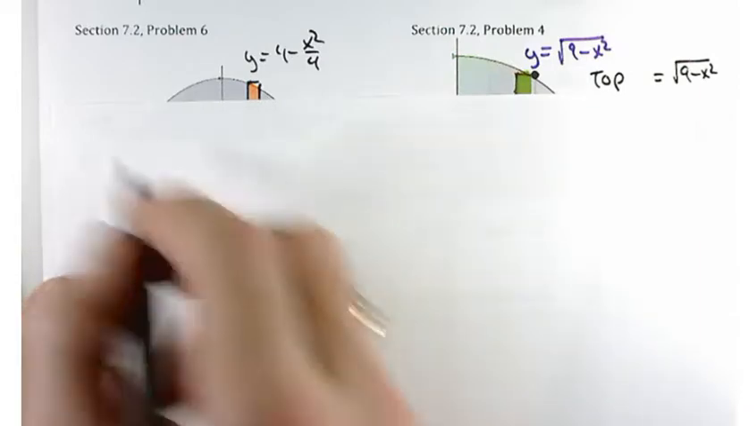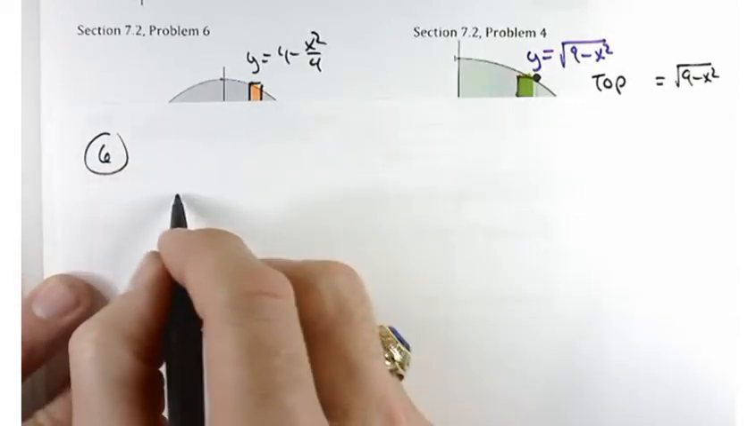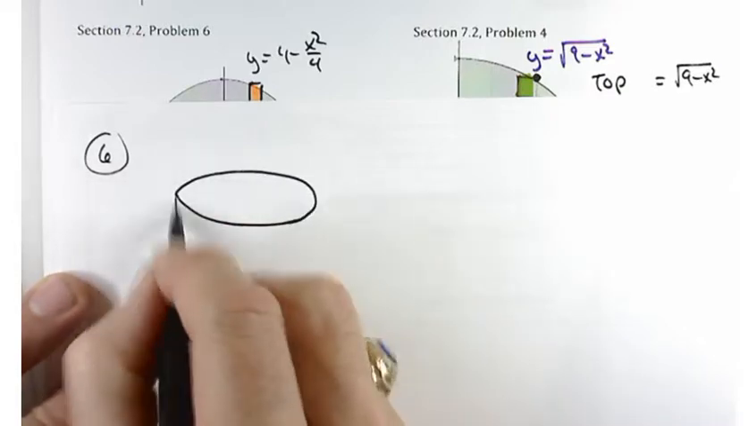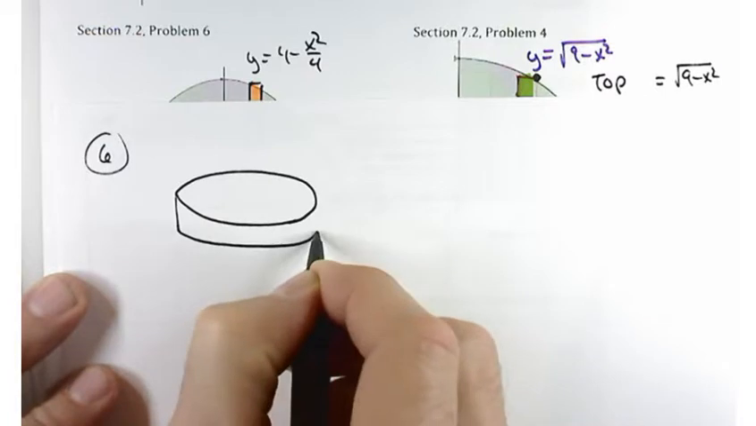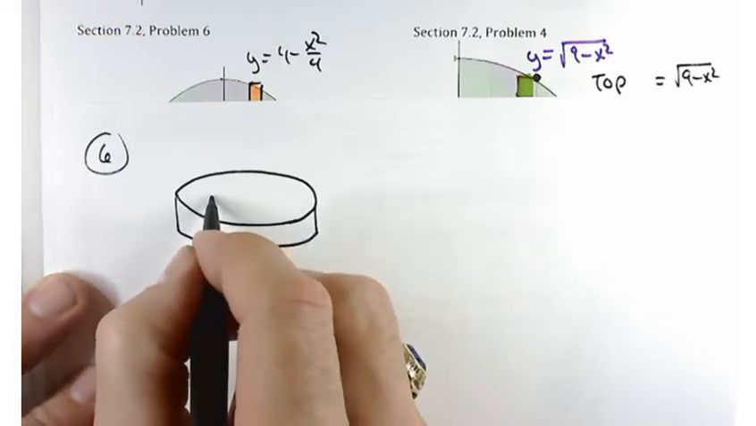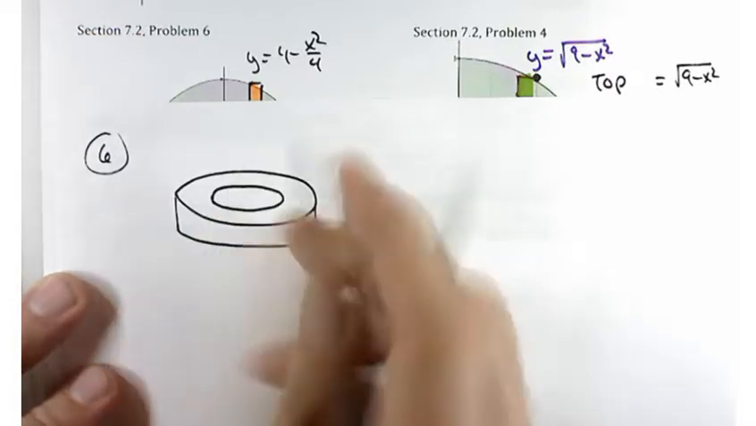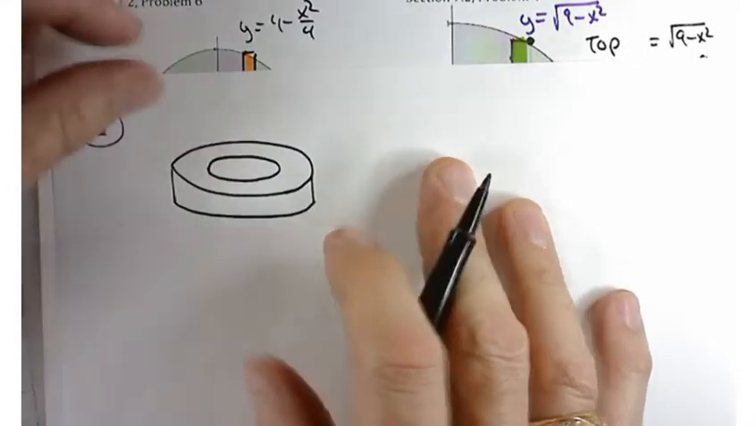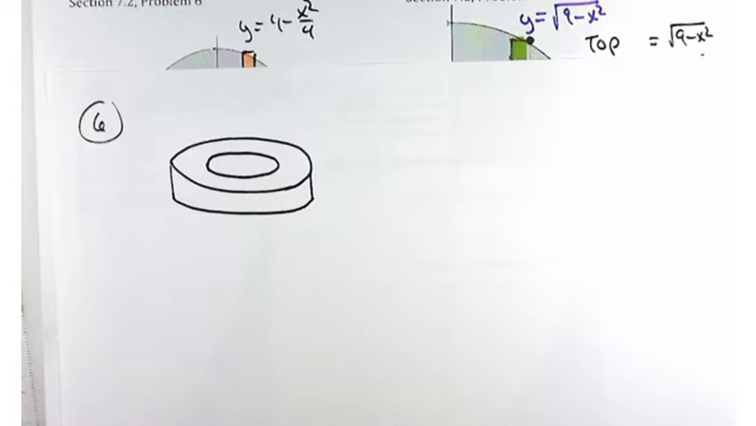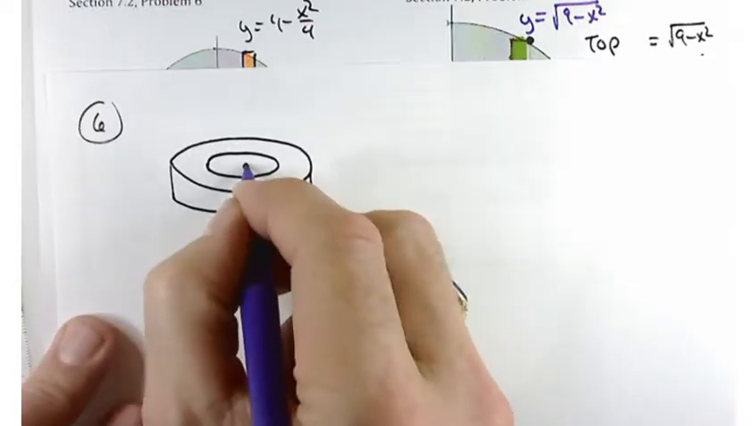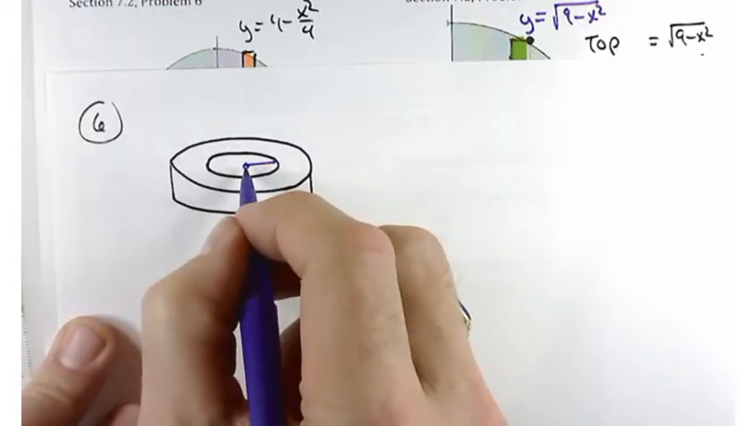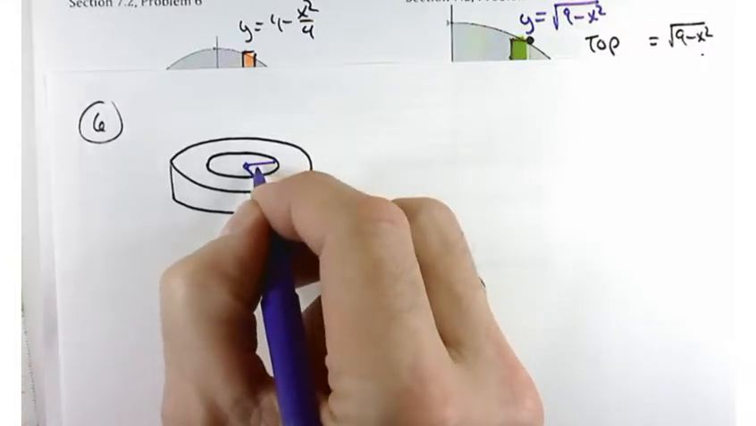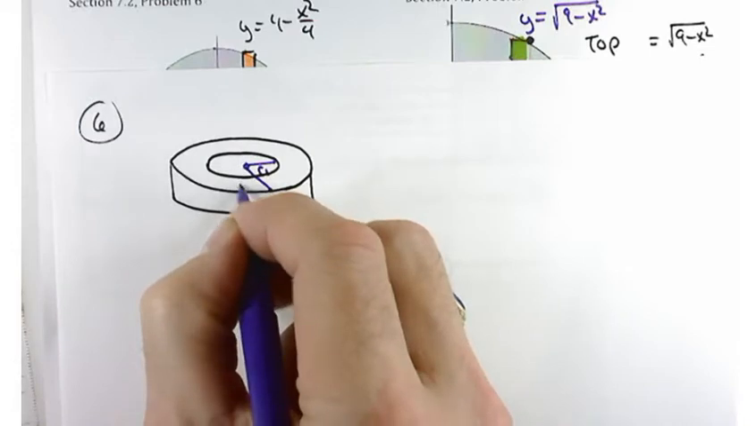All right, so this is problem number 6. What's going to go on here is we're going to get a washer. And we're going to want to find the volume of that washer. So there's 2 different radiuses we're going to need to work with. I'll call the inner one R1, and the outer one R2.